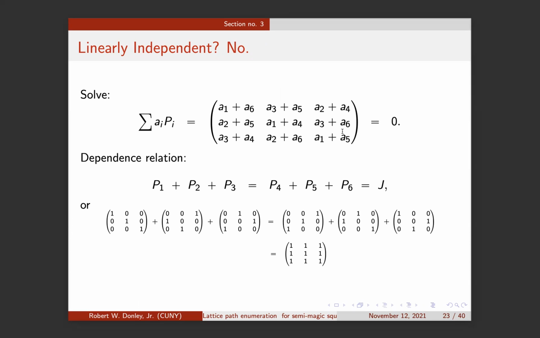So if we go and look immediately for a dependence relation in the 3x3 case, we note there's only one thing that's going to come out when you solve, which is if you take the sum of the rotations, that's equal to the sum of the reflections, which is equal to the semi-magic square of all ones. And so that, if I want to get into counting things, this is the only thing I need for overcounting.